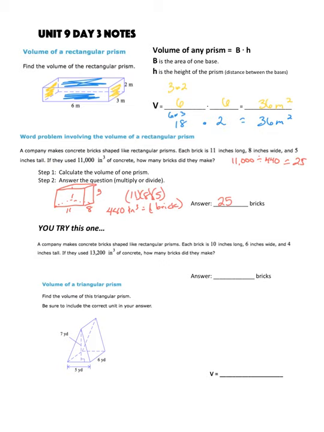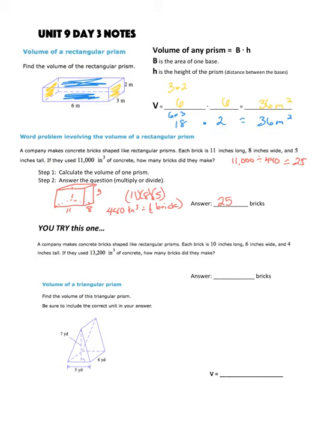So you're taking what you can do, find the volume of a prism, and you are using it in a word problem. Let's try another one. You've got concrete bricks shaped like rectangular prisms. There's the dimensions of each brick. There's how much concrete, how many bricks did they make? So it's a you try. So I want you to pause the video. I want you to try it.